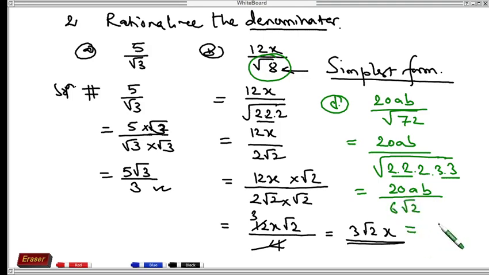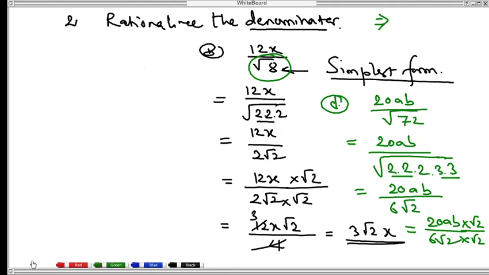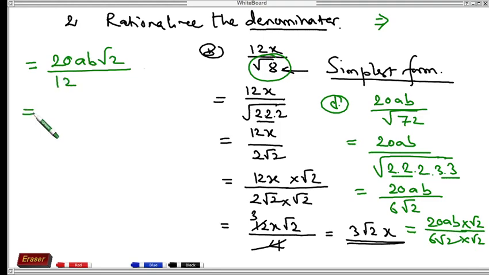And then 20ab over 6 root 2 times root 2, and here also root 2. Numerator is 20ab root 2 over 6 times 2, since root 2 times root 2 is 2, 6 twos are 12. So you can count: 4 threes are 12, 4 fives are 20. So 5 root 2 ab over 3. Whether the denominator is rationalized or not? Yes, sir, we have rationalized.